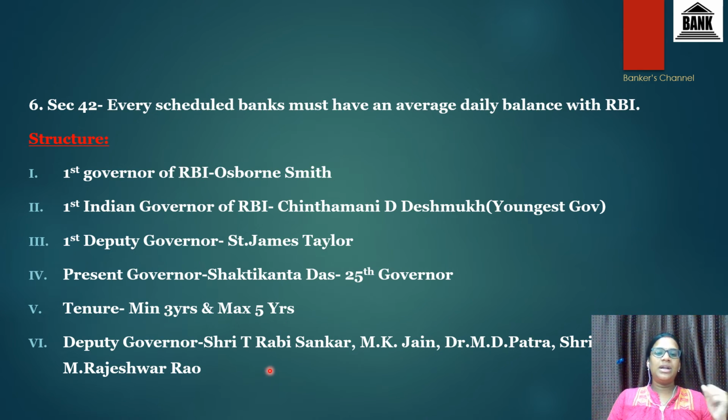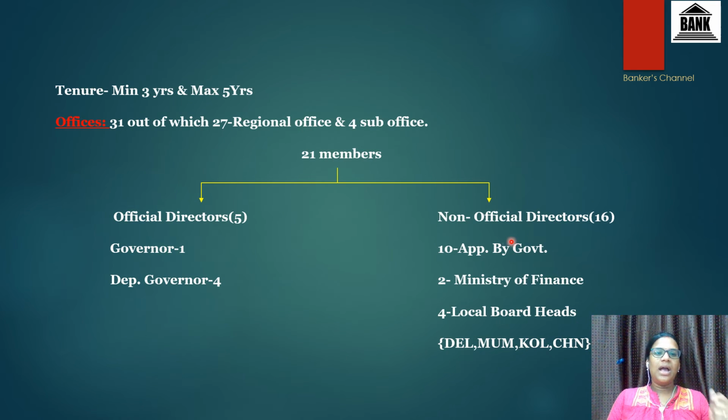Currently, the deputy governors of the Reserve Bank of India are Sri T. Ravi Shankar, M.K. Jain, M.D. Patra, and M. Rajeshwar Rao. Four people are there as deputy governors: Ravi Shankar, M.K. Jain, Patra, and M. Rajeshwar Rao. This can be asked in the banking awareness static questions. The tenure for deputy governor as well is a minimum of 3 years and a maximum of 5 years. The tenure for governor as well as deputy governor remains the same.